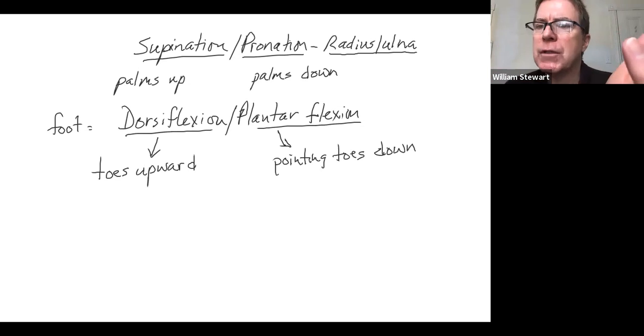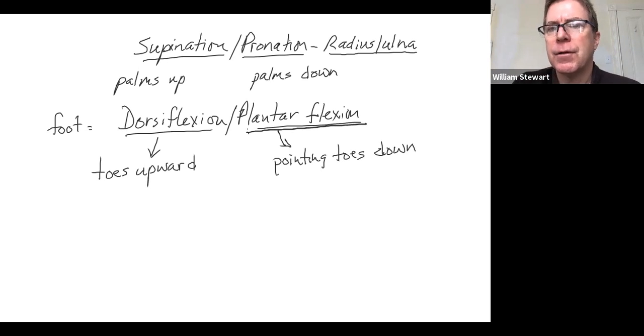So when you're in a standing position, if you stand on your toes, that's plantar flexion, or pointing your toe like a ballet dancer. Dorsiflexion is the opposite movement, pulling your toes upward.